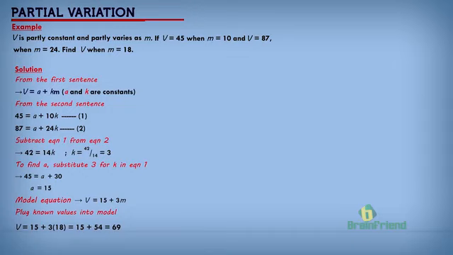Let's take another quick example. V is partly constant and partly varies as M. If V is 45 when M is 10 and V is 87 when M is 24, find V when M is 18. Okay? From our first sentence, of course, we know that V is partly constant. So we have our constant of proportionality A plus K, which is our other constant, and it says partly varies as M. So we have our equation.